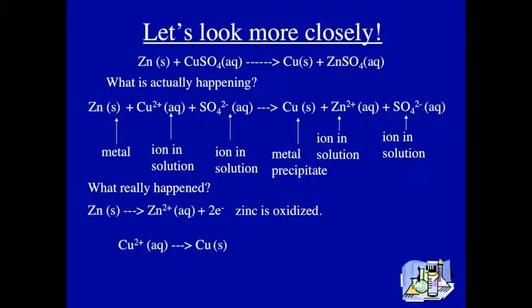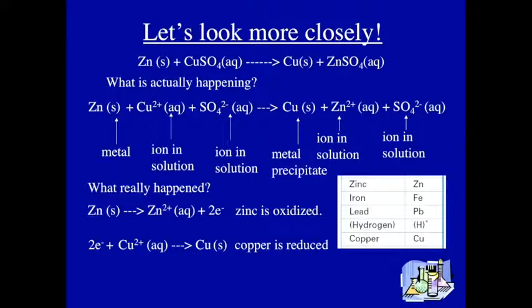Copper went from a +2 charge to a neutral charge, which means that it had to gain 2 electrons to cancel out that +2 charge and make it copper metal. So copper is reduced in that case. Now, if we look on the activity series, we can see that zinc is much more active than copper, which is why this reaction was able to proceed.